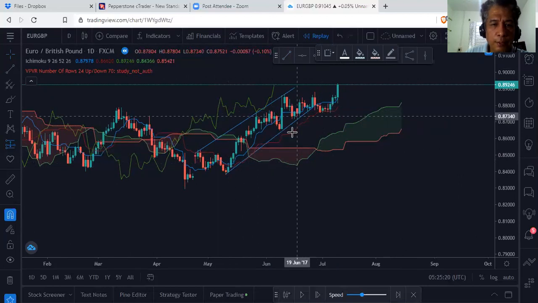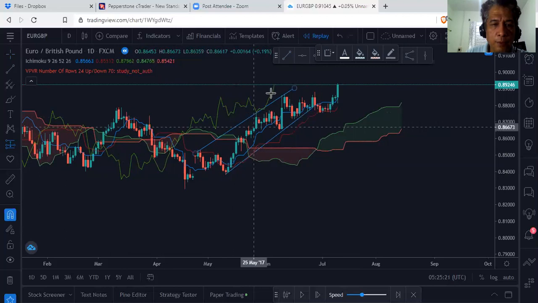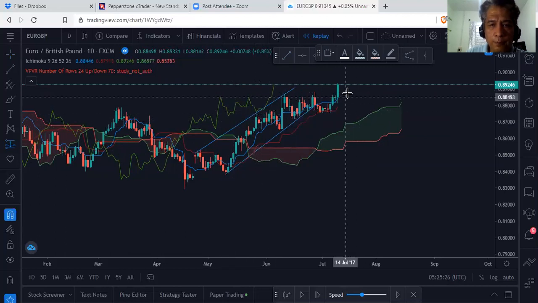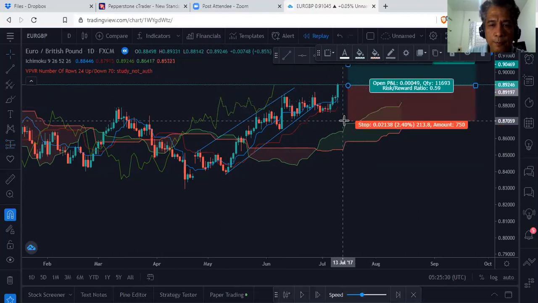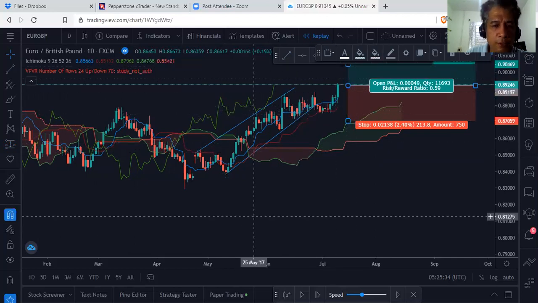Supposedly, I should have entered here. This is a trend line. You can see the Kijun is up and the price, the Chikou is on top. So I'm going to enter here. Stop loss here. That's high risk already, and we will just trail stop. Okay, go.